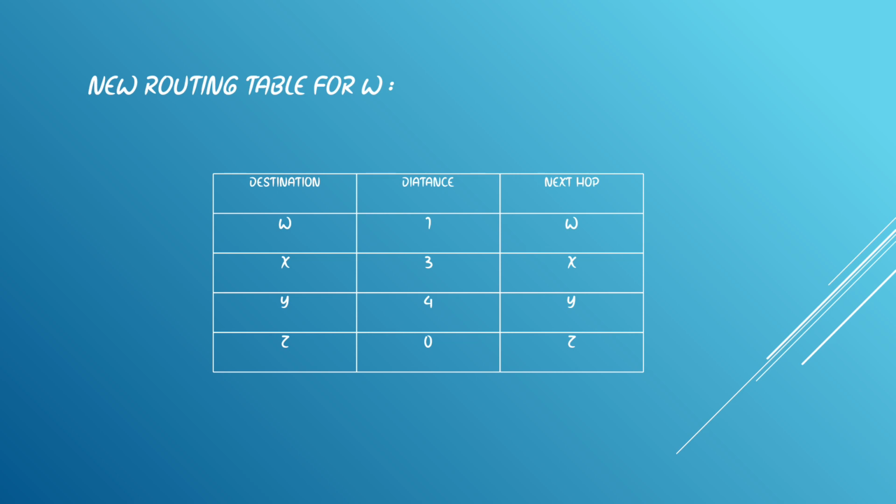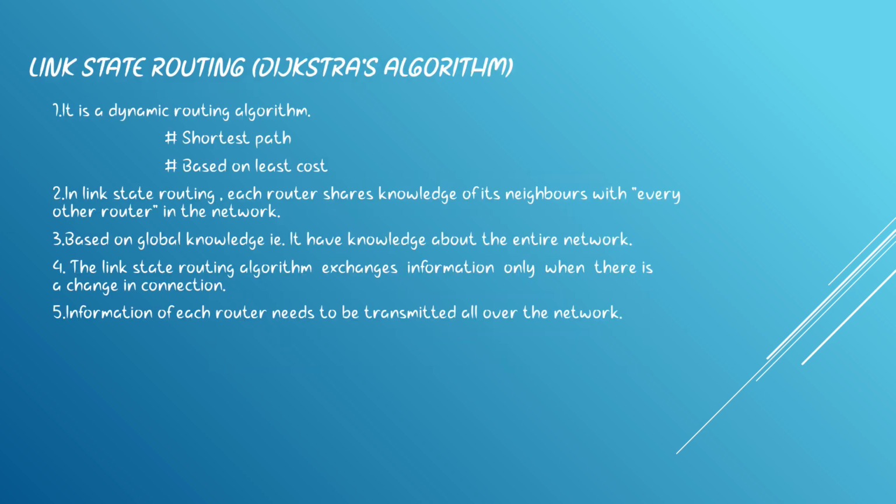Z to W 1, next hop is W. Z to X distance is 3 and next hop is X. Z to Y distance is 4 and next hop is W. Z to Z is 0 and next hop is Z.